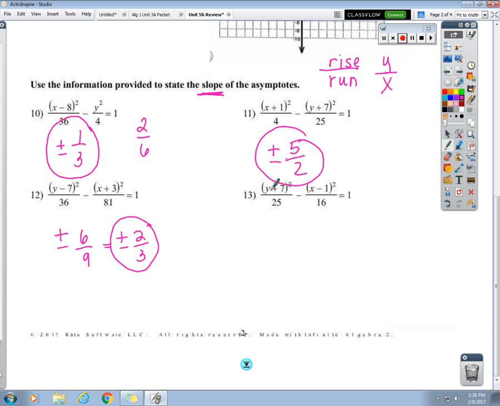Then number 13, under the y was the 25, so that was originally a 5, and under the x is 16, so that was originally a 4, and that won't reduce. Okay? I can't imagine there's going to be more than one of those on the test, but hopefully you'll get it right. Alright, next page.